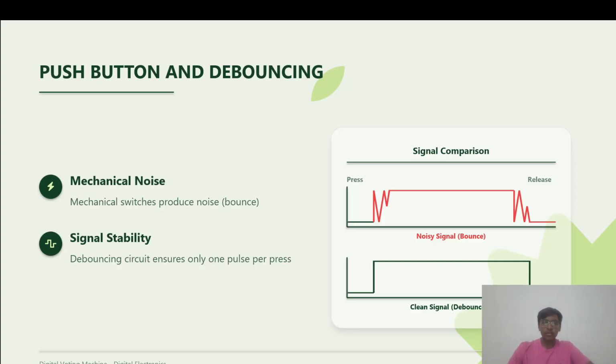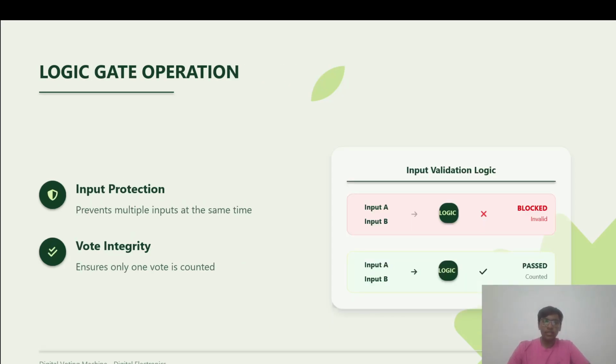Push button and debouncing. When a mechanical button is pressed, it does not produce a clean signal. Instead, it creates multiple small signals due to vibrations. This is called bouncing. If not handled properly, one press can be counted multiple times. To solve this, we use a debouncing circuit. This ensures one press equals one vote. Logic gate operation. If one button is pressed, the vote is accepted. If multiple buttons are pressed, then the vote is rejected. This is done using logic circuits that detect invalid combinations.